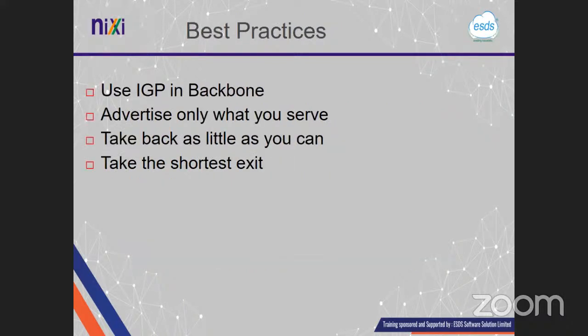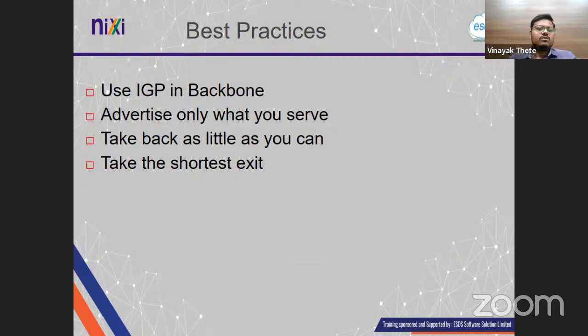Basically, all the topics have been covered, and we will look at the best practices used for BGP. For reachability, an IGP protocol can be used in the backbone network. Also, advertise only what you serve or take back from your upstream service provider, as little as you can, and take the shortest path for exiting your traffic.